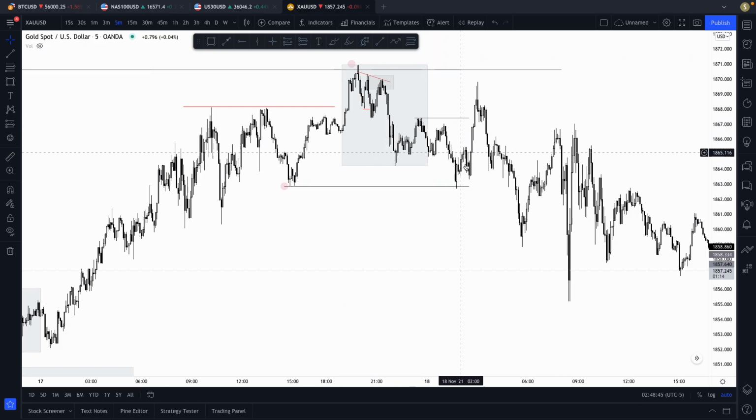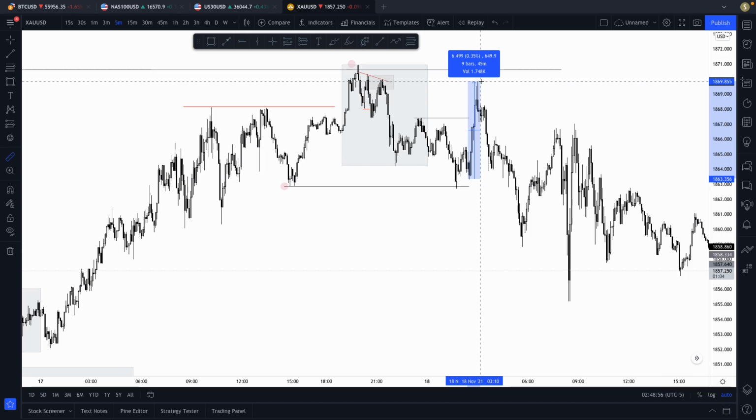This was 1 AM, almost Frankfurt open. Where is it? It is here. You could catch the buy from here. And here was just quick money. You see, you make quick money. This was like 65 pips.